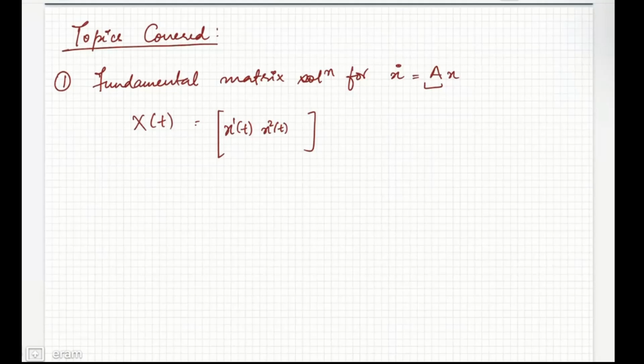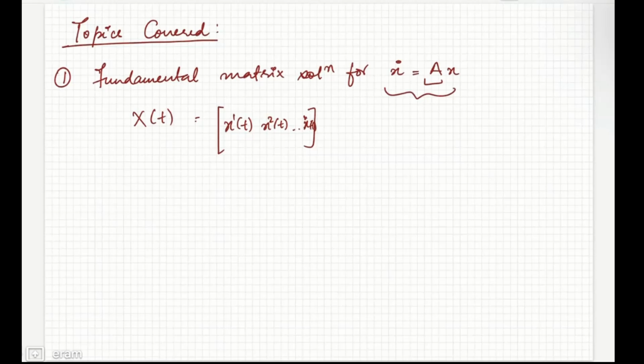So for an n cross n system, it will go up to x_n(t). This gives you the fundamental matrix solution, and for a system of this type, it is also shown that e to the power At is one of the fundamental matrix solutions for the system x dot equals Ax. And then how to find this exponential?